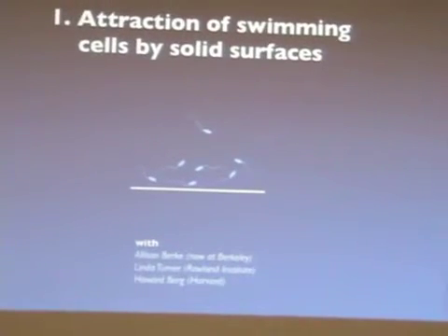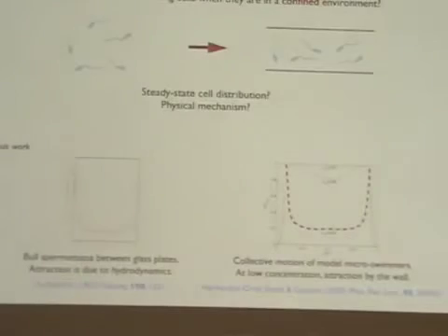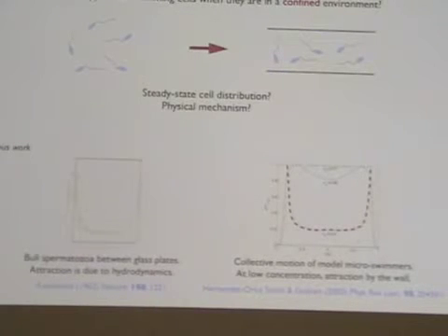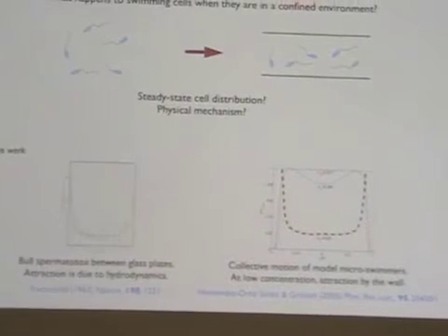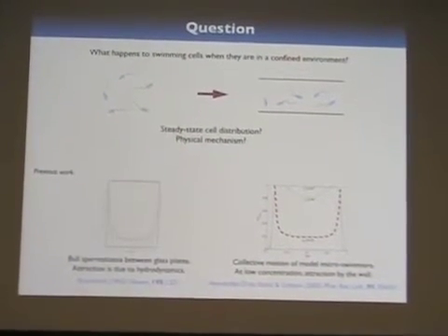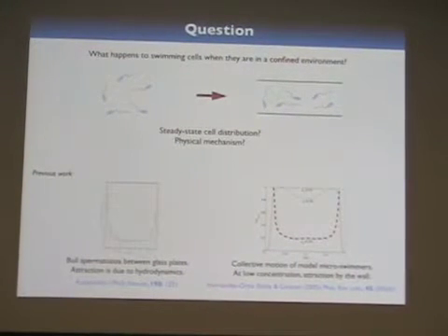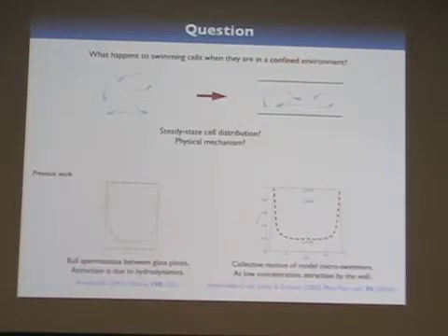So what I will tell you about is 3 different topics. The first one is the issue of hydrodynamic or not attraction of cells by boundaries. So the question here is the following. Suppose I have smooth swimming cells, and I put them in a confined environment. Okay, so I put them between 2 glass plates. And we can ask the question, what is the steady state distribution? Is it going to be uniformly distributed or not? And if it's not, then what's the physical mechanism? That's the question we want to address here.